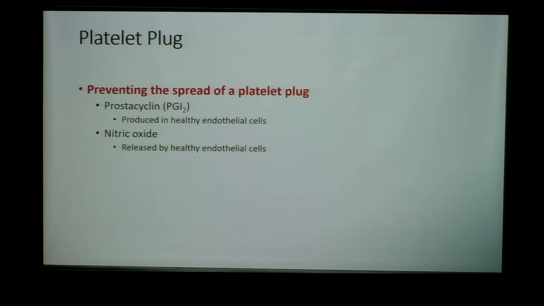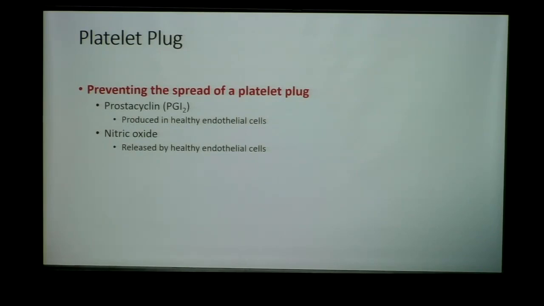And that's where two important substances come in. Prostacyclin, also called prostaglandin 2, and nitric oxide help in that function. They help to produce an anticoagulatory effect in normal, healthy endothelial tissue, and that's basically preventing that platelet plug formation where we do not want it. Why is that important?